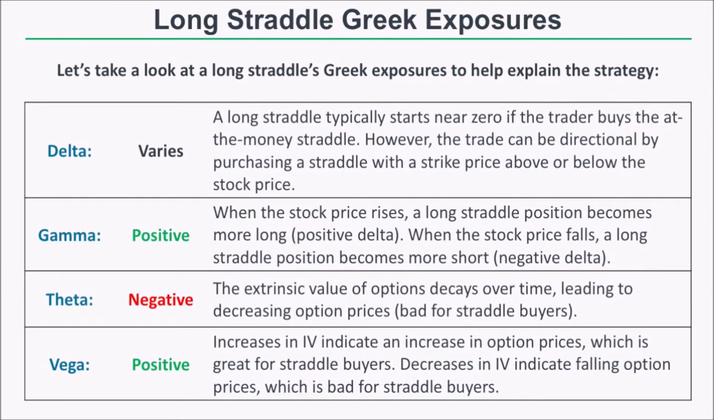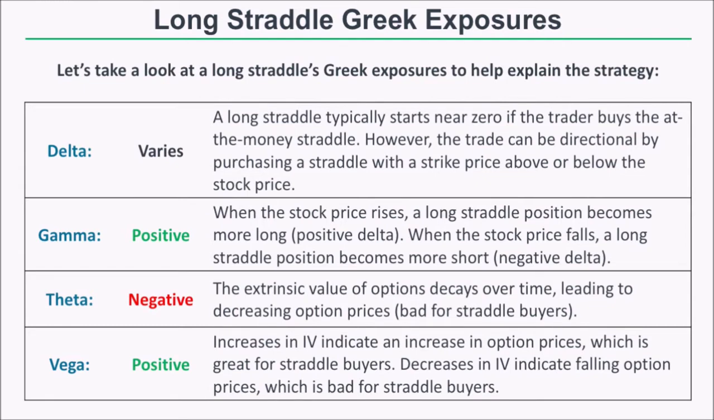Now when the stock price falls, a long straddle position becomes more short, and that's because the position delta gets more and more negative. Now that means you want the downside price action to continue because with your negative delta, you'll make money if the stock price continues to decrease.